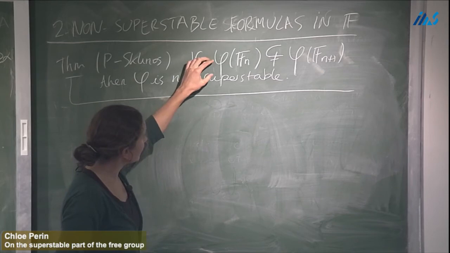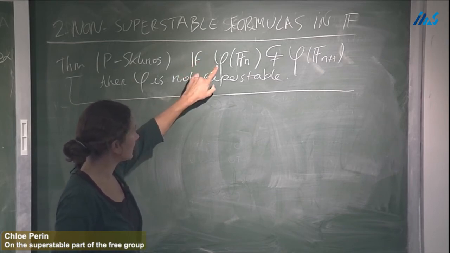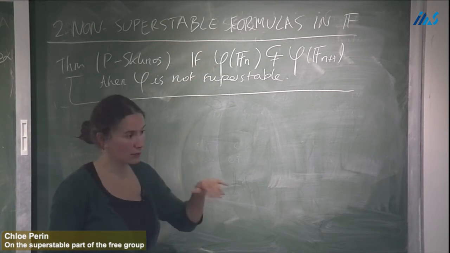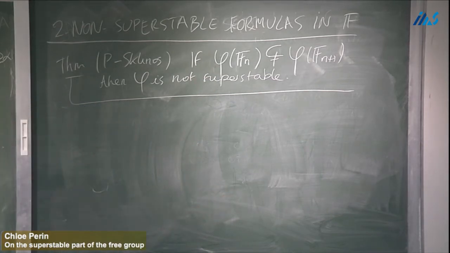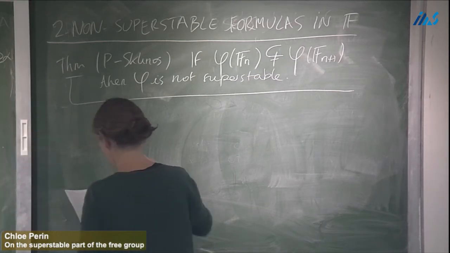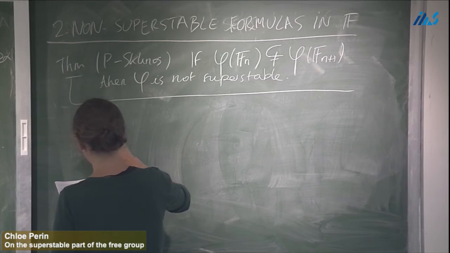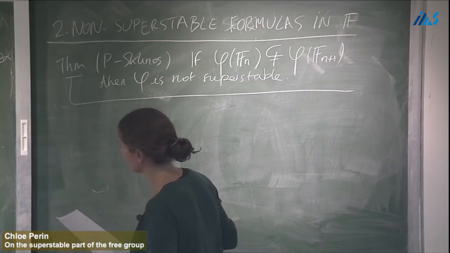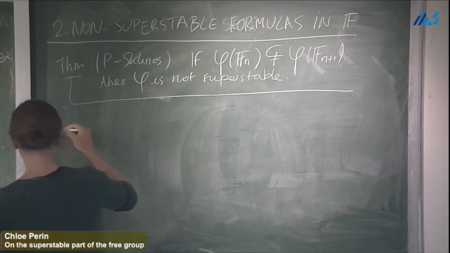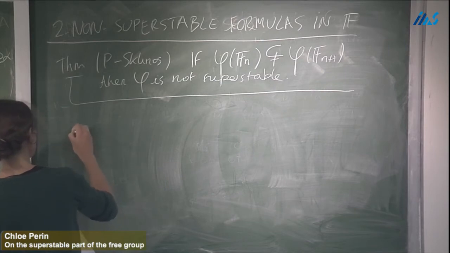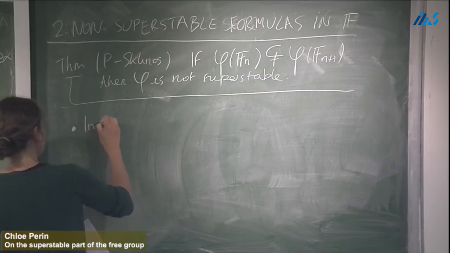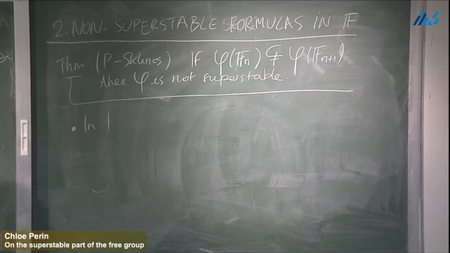So here what it means is that we have to find an infinite descending chain of formulas starting from phi. I will just give an infinite descending chain of formulas which is not related to phi, and then I will explain how the proof uses this. This is based on something that Sklinos did in his PhD. So here's the idea.